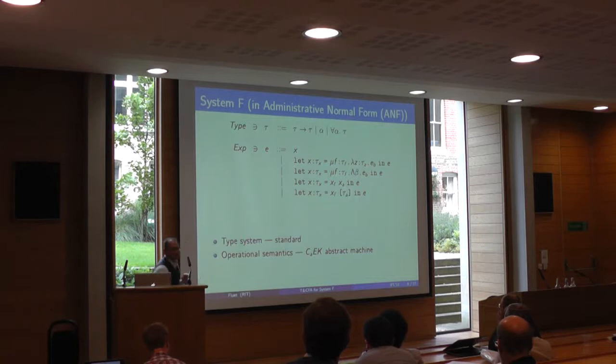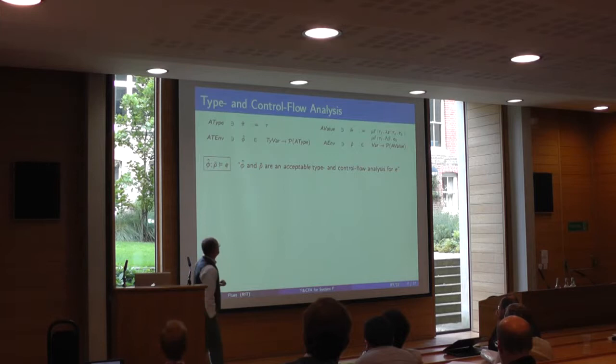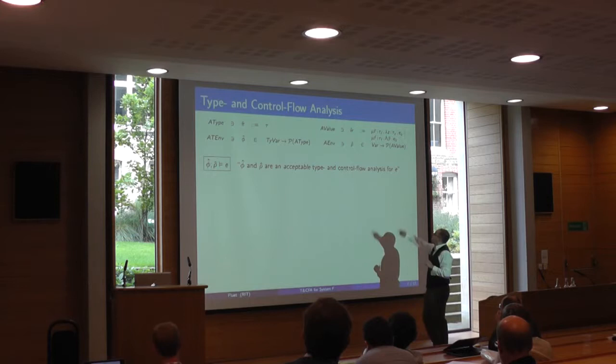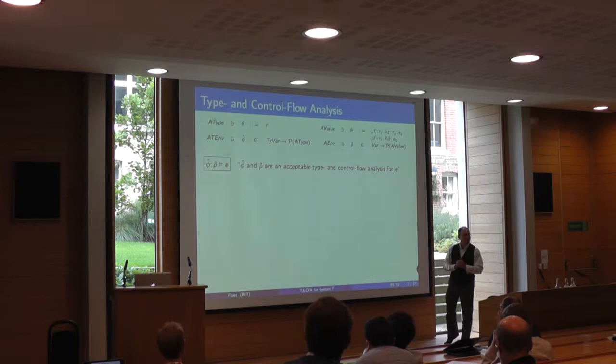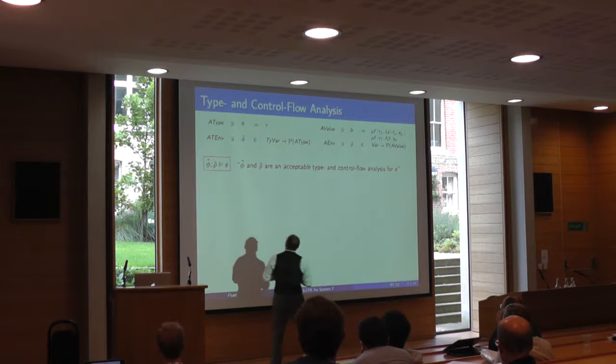All right. So what's my control flow analysis? You saw a preview of this before. We're going to end up with two environments. Hat rho is my typical abstract environment. It's a mapping from variables to sets of abstract values. In this very simple setting, my abstract values are just syntactic functions, either small lambdas or big lambdas, in this case recursive. Similarly, I've got this abstract type environment, which is a mapping from type variables to sets of abstract types.